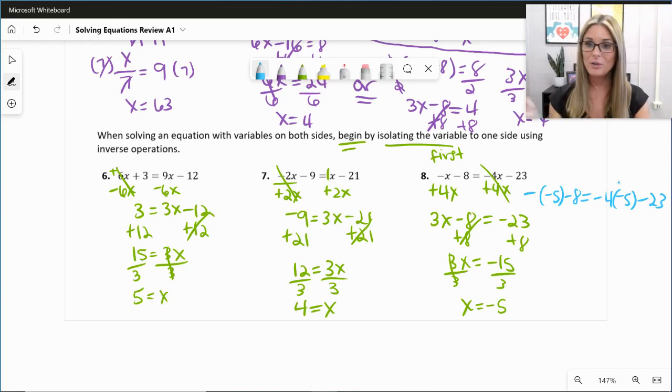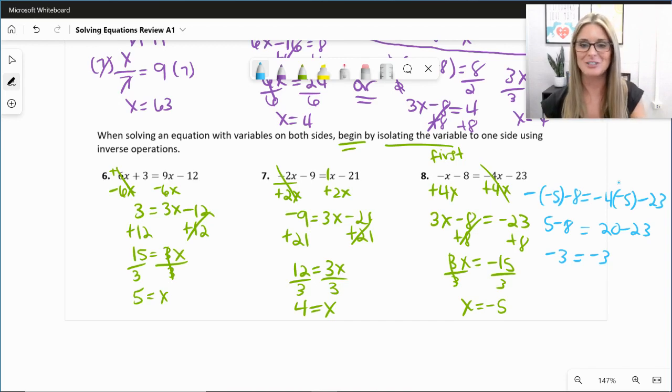Okay, now when you have variables on both sides, when I evaluate the left side, I should get the same number when I evaluate on the right side. Let's see, those two negatives are going to make a positive 5 minus 8. On the right side, the two negatives are going to make a positive, and we're multiplying to get 20 minus 23. Left side, 5 minus 8 is negative 3. Right side, 20 minus 23 is negative 3. Same thing equals same thing. So the solution was negative 5. It made the equation balanced and equal, so the equation was true.